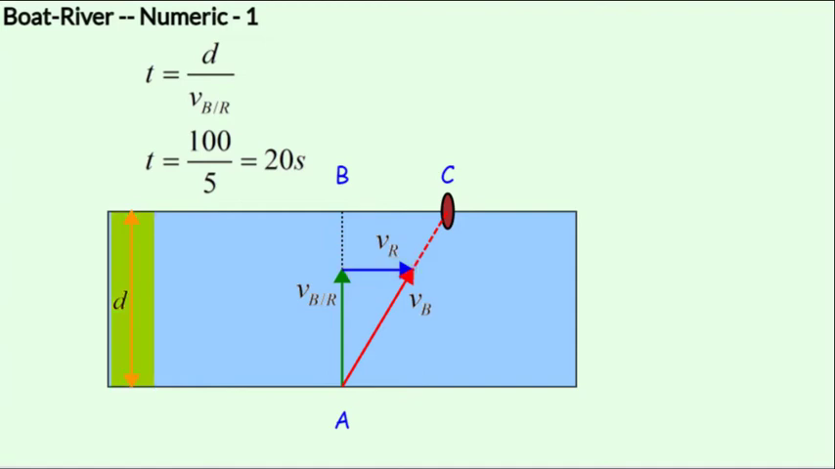The vertical distance is 100 meters, and the velocity in the vertical direction, or vb with respect to r, is 5. So this gives us a time of 20 seconds, which is the least time the boat would take to cross the river. Also, in this scenario, we are asked to compute the drift in this case, when it takes the shortest time.